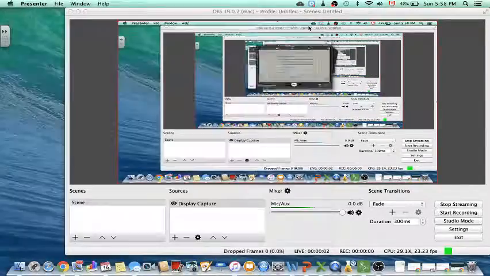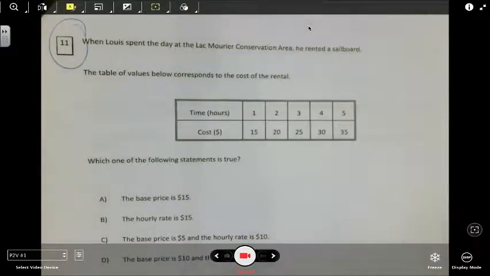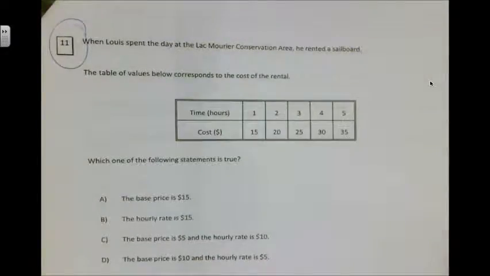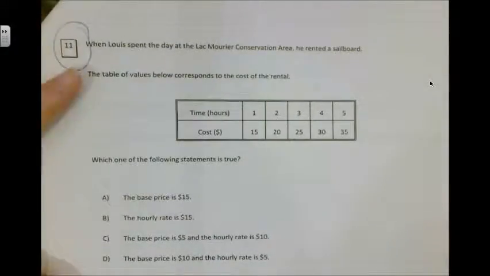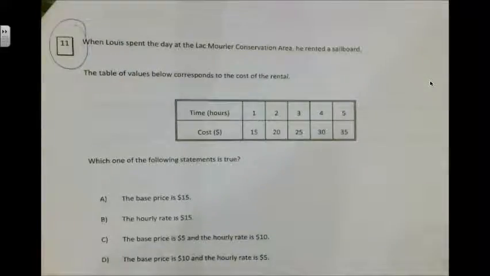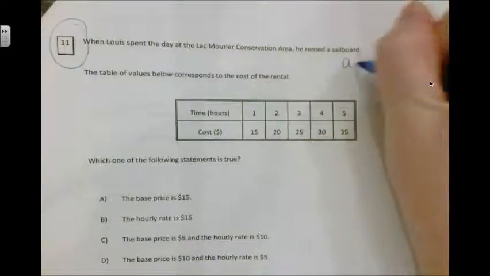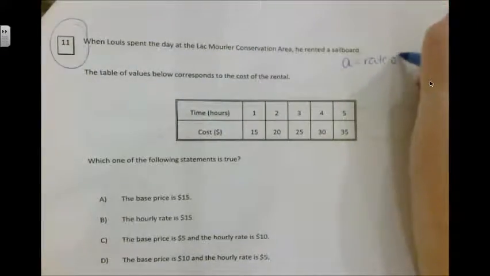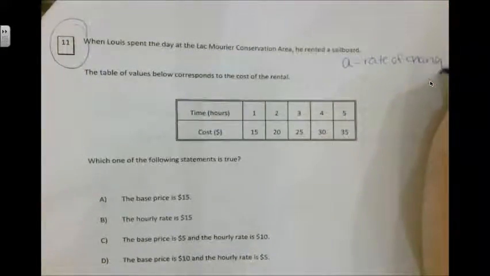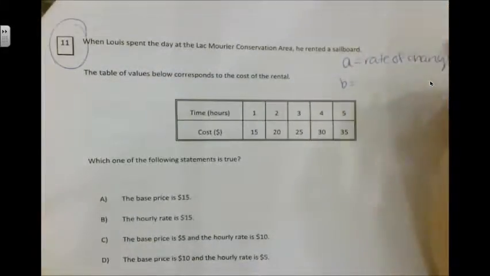This one's for grade 8. It's number 11 in your multiple choice package. So this has to do with rate of change and initial value. So this is a good question for your exam, and I know that we've just been doing this recently. So your rate of change is your A, and your B would be your initial value.